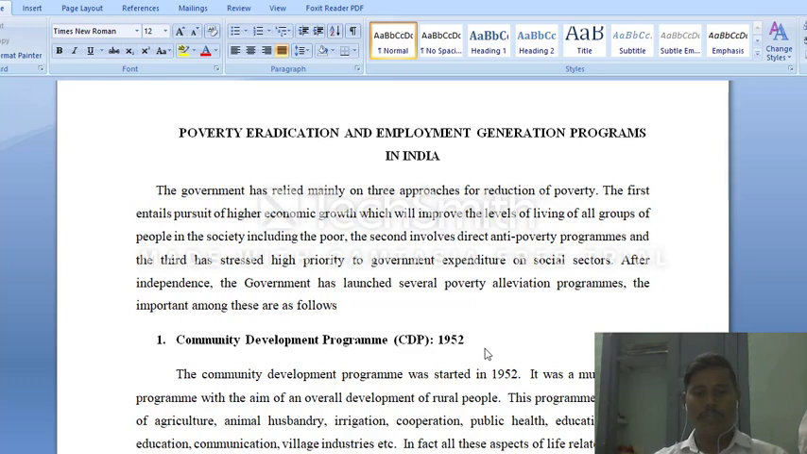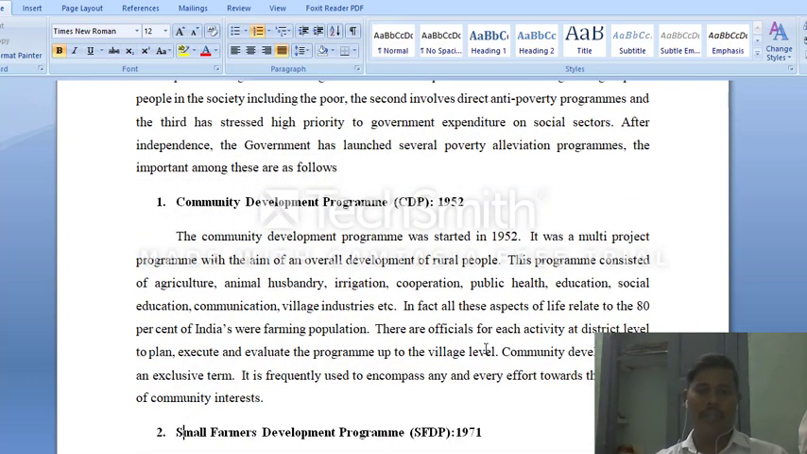So, the Community Development Program. In fact, soon after independence, the government had launched its first poverty eradication program. It is called the Community Development Program. It was started in 1952. It was a multi-project program with the aim of overall development of the people. This program consisted of agriculture, animal husbandry, irrigation, cooperation, public health, education, social education, communication, and village industry. In fact, all these aspects of life related to 80% of India's farming population.